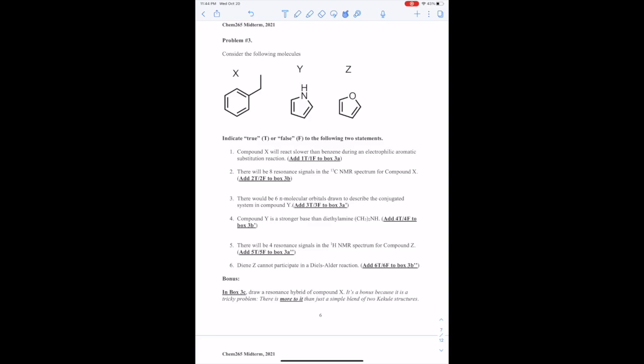Now let's do question 3 on the midterm. So here are our 3 molecules, and the question is true and false, and we need to assign true or false to each of the statements. Okay, so the first one is compound X will react slower than benzene during an electrophilic aromatic substitution reaction. Okay, so benzene, as we all know, can undergo EAS, and it can do that in a fairly stable way.